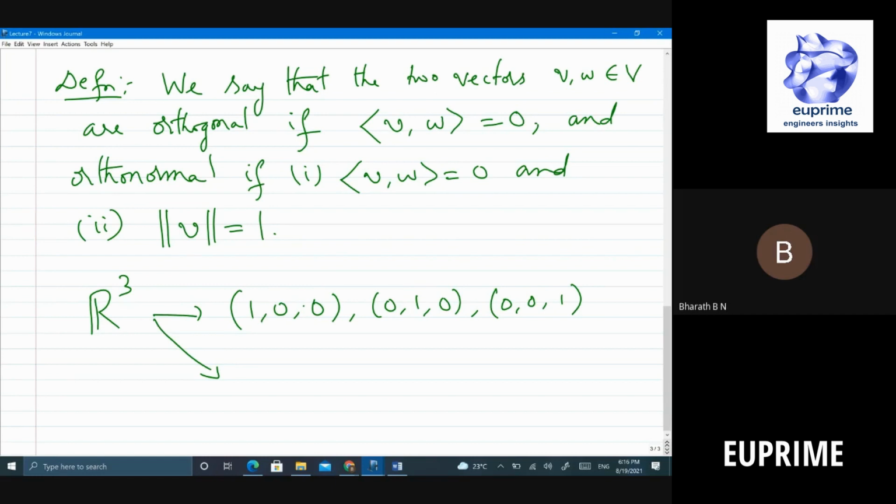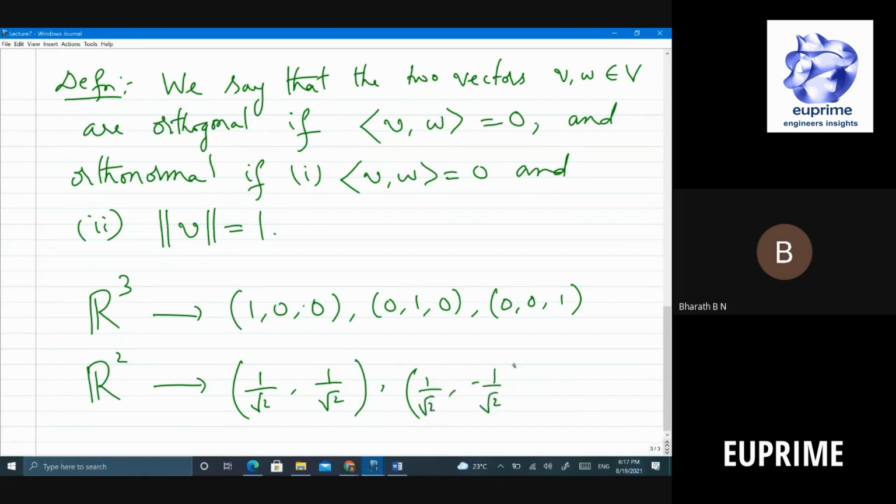Okay, so you have to think about it, right? Let me make my life easier. In R2, let's see, I have for example (1/root 2, 1/root 2). If you look at the Euclidean norm, this has norm 1. Now I want to come up with the basis. This is one vector, right? What will be the other vector? (1/root 2, minus 1/root 2). So these two vectors form an orthonormal basis.